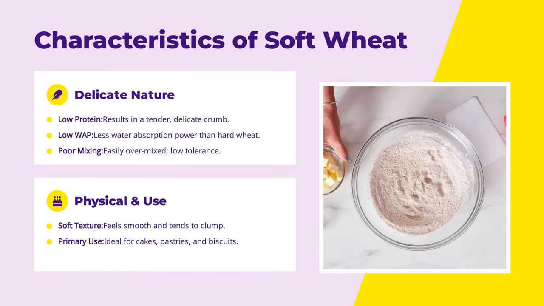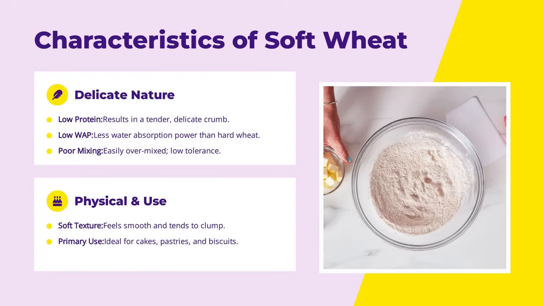Now let us look at its physical characteristics. Soft wheat has a smooth texture and its flour tends to form fine particles that easily clump together. Finally, the slide highlights its primary application. Soft wheat is ideal for cakes, pastries, biscuits, cookies, muffins, and similar bakery products where tenderness is more important than elasticity.